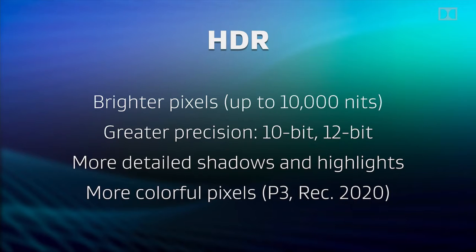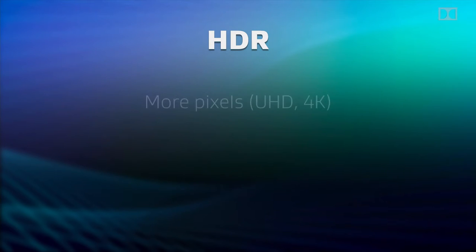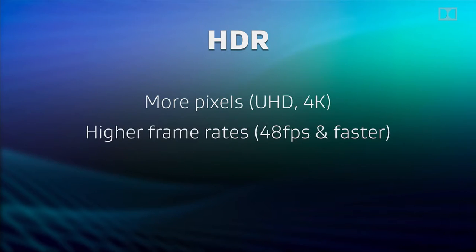Now, HDR is often also paired with higher resolution, like UHD or 4K, and can also be paired with higher temporal resolution, frame rates like 48 frames per second or above. Now, it's important to know that these things are not mutually exclusive. You could have HD HDR or 4K non-HDR or HDR in any variety of frame rates.